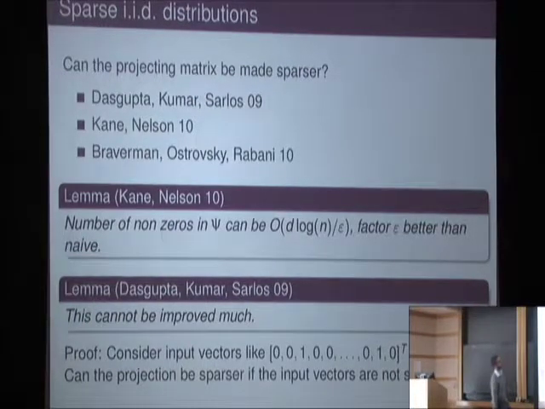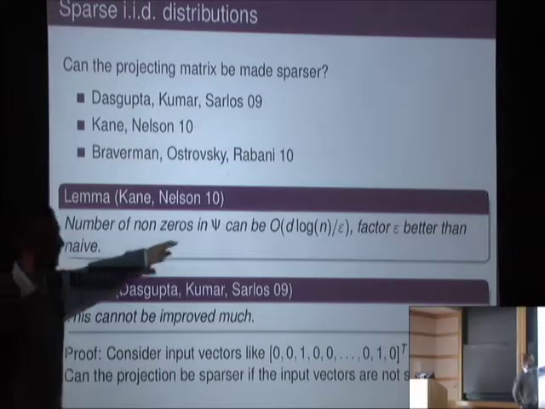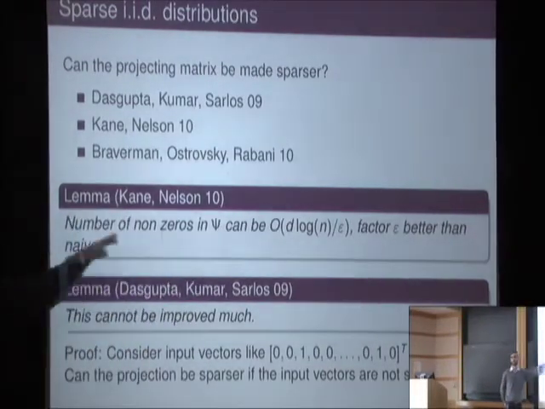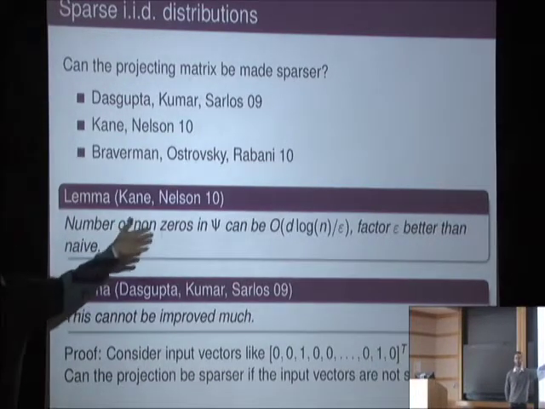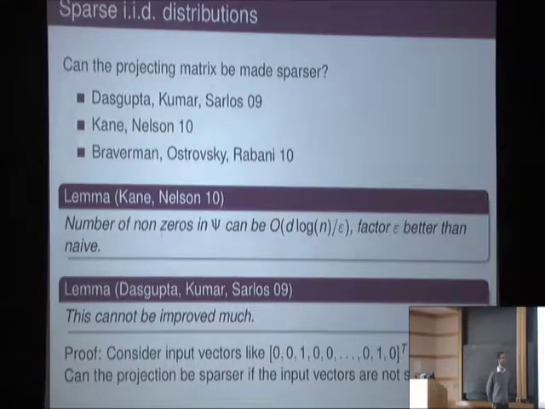In a series of papers which are surprisingly recent, it was answered that yes, you can sparsify these matrices somewhat, and you can get a factor epsilon fewer non-zeros, where epsilon is your prescribed precision, than just having the entire dense matrix. But there's also a negative result that says you can't improve this much. I mean, this is pretty much as good as you can do. And in the regime where epsilon is constant, then this is not better than naive. And if it is, it's not much better.